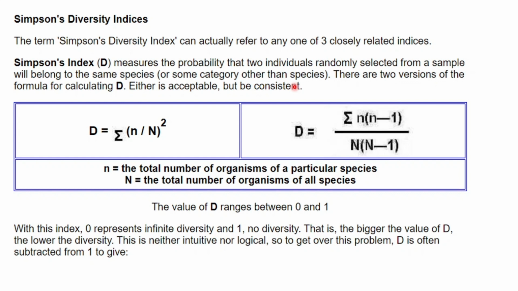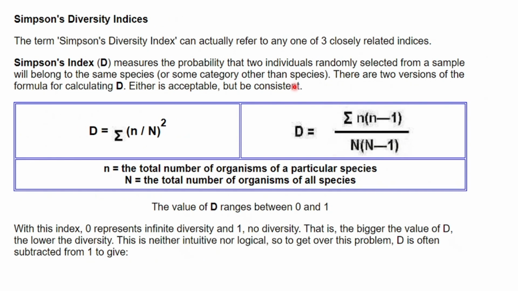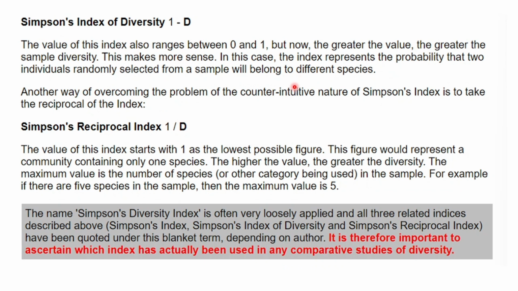Next, this is not very intuitive or logical, because we have a formula, we put in the numbers, and we get a value. So often another term is used, which is 1 minus D. Whatever value we get for D, we subtract it from 1, and that is called the Simpson's index of diversity. The Simpson's diversity index and Simpson's index of diversity are different. So what does this 1 minus D tell us? This makes more sense, because in this case the value represents the probability that two individuals randomly selected from a sample will belong to two different species.